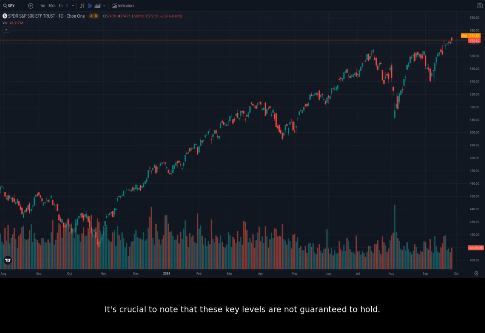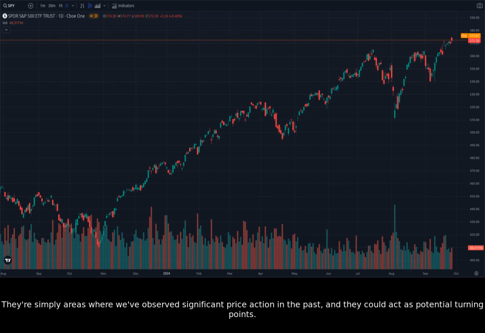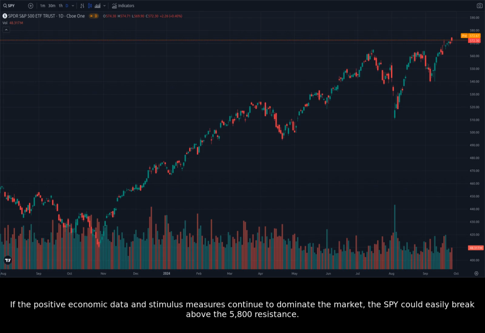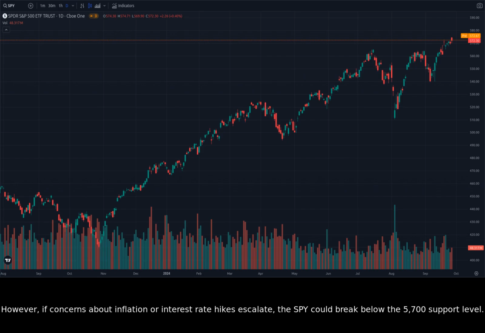It's crucial to note that these key levels are not guaranteed to hold. They're simply areas where we've observed significant price action in the past, and they could act as potential turning points. The current news and events, along with the overall market sentiment, will play a crucial role in determining whether these levels hold or break. If the positive economic data and stimulus measures continue to dominate the market, the SPY could easily break above the 5,800 resistance. However, if concerns about inflation or interest rate hikes escalate, the SPY could break below the 5,700 support level.